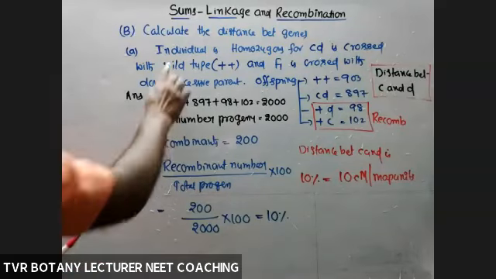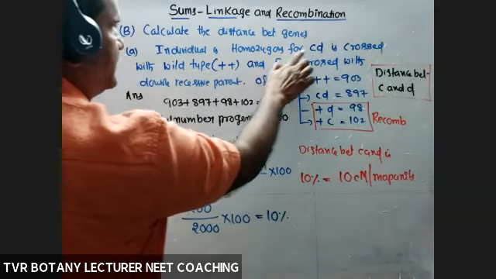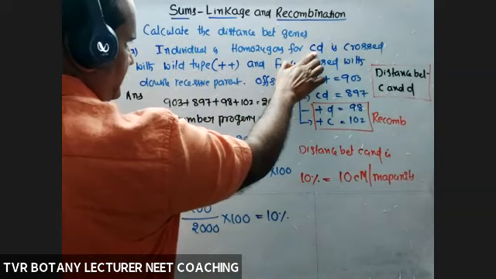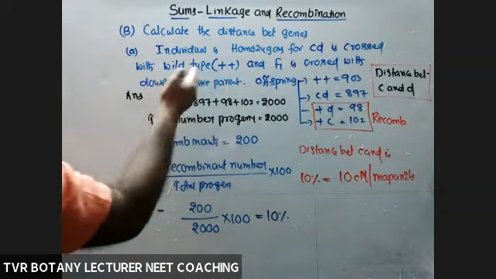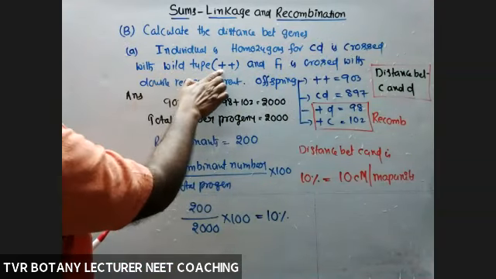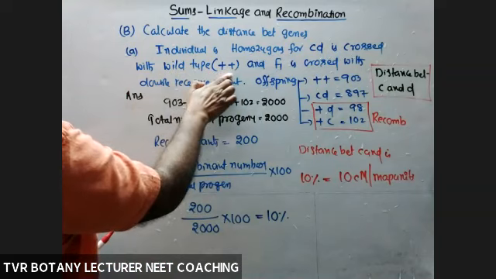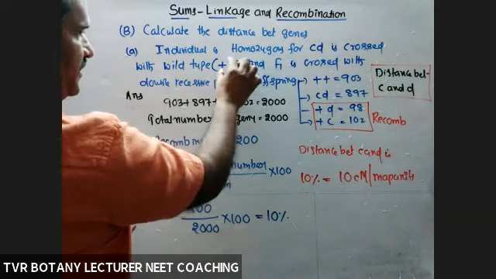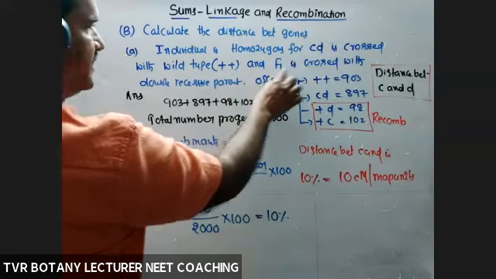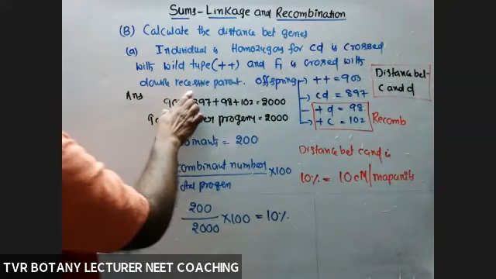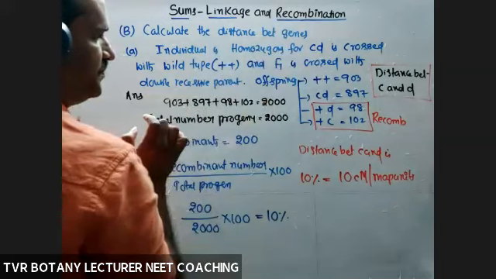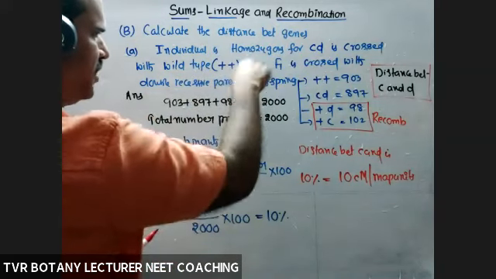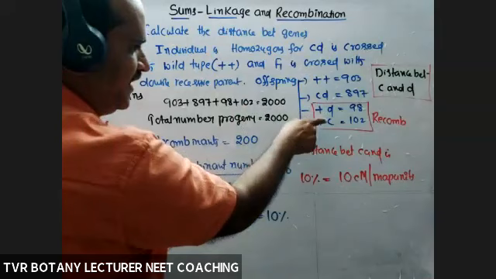First line: the individual is homozygous for CD. This is homozygous CCDD, crossed with wild type. What is that wild type? Plus plus superscript is present. The product of this one, F1. F1 is crossed with a double recessive. What is F1? Double heterozygous, double dominant, crossed with this one. Okay, so you need not worry about all these things. Simply, they give the data or not.